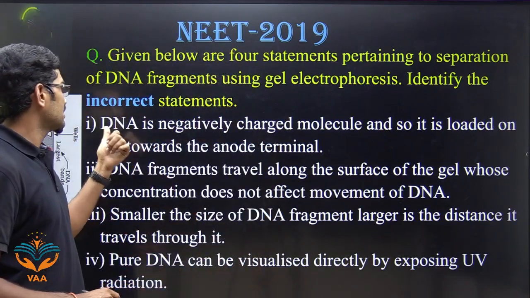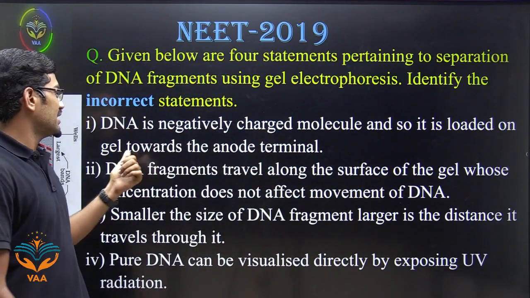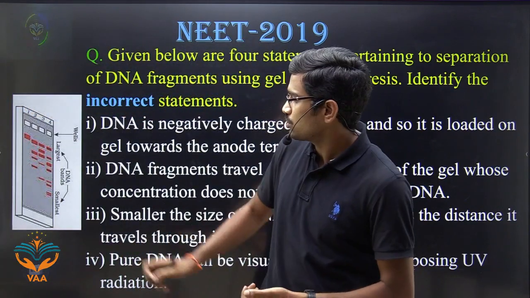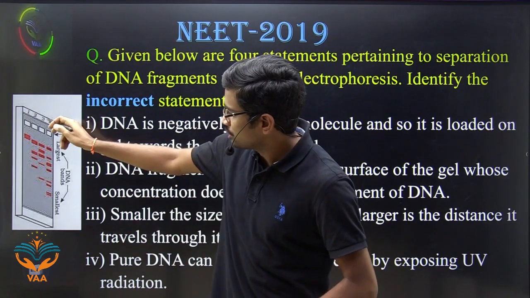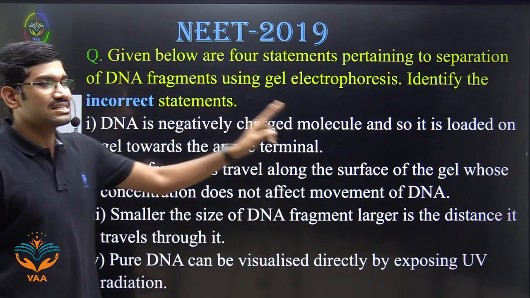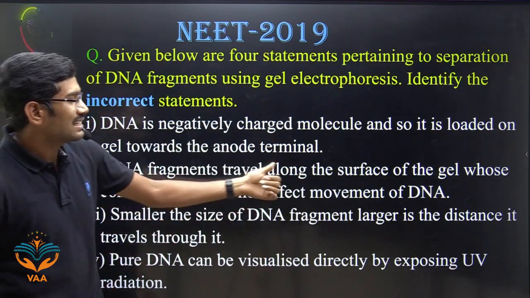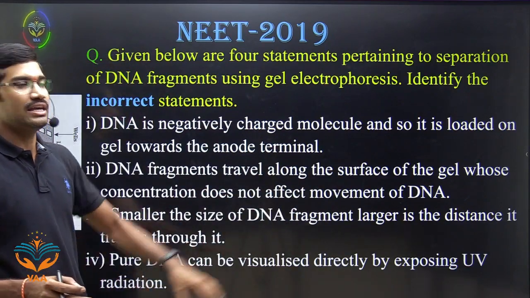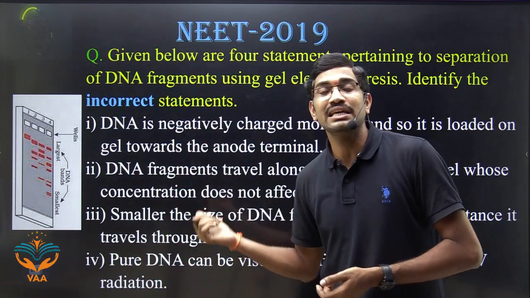First option, DNA is a negatively charged molecule. So correct. And so it is located on gel towards the anode terminal. This is wrong. It is not present towards the anode terminal. When we are loading towards the cathode terminal, it moves towards the anode. Yes or no? So the first part of the statement is correct, but overall the statement is incorrect. Next one, DNA fragments travel along the surface of the gel whose concentration does not affect the movement of DNA. That means they are saying gel concentration will not affect the movement of DNA. That's what they are saying and it is wrong.